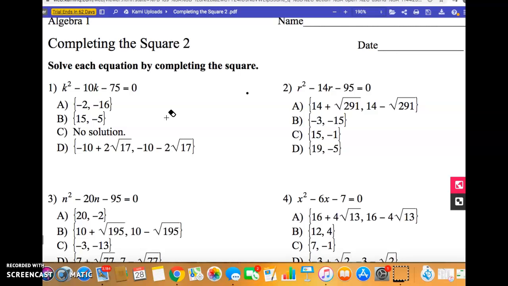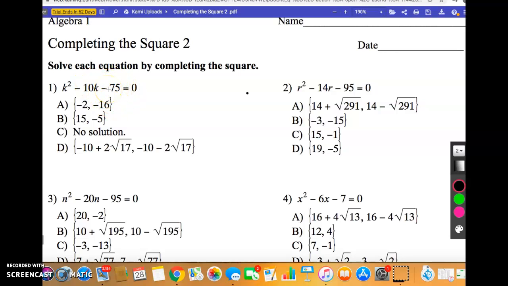So first thing you'll notice is all of these equations have a zero on the right, which makes it a lot easier, and the middle term. So you've got the A term, which is really a 1 there in front. The B term is going to be this -10, and your C term is -75.